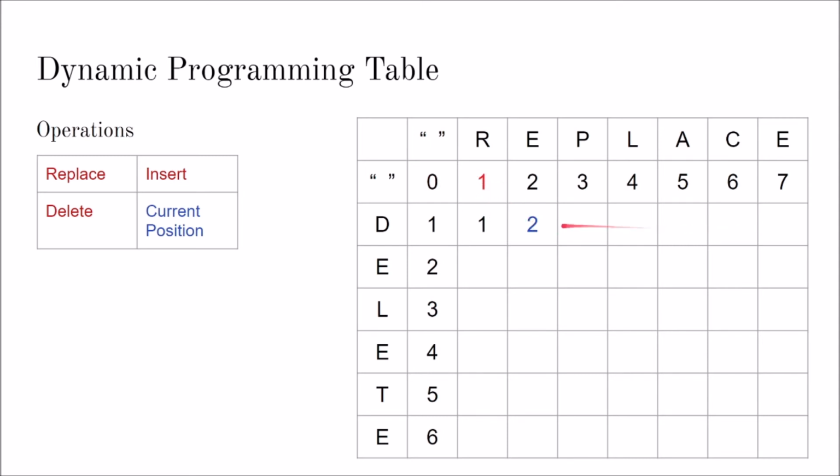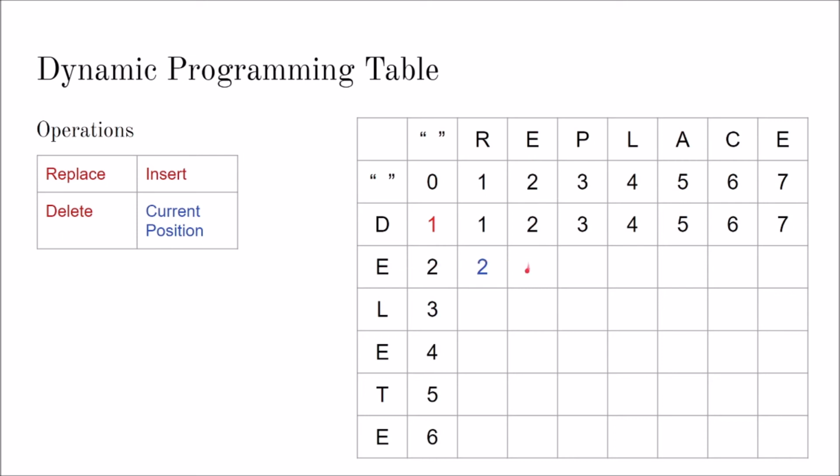Similarly, we can fill out the rest of the cells, because we can see there are no characters that match with D. So we pick the minimum value and then we add 1 to it. Now on the next row we can see there is a mismatch between R and E. So we need to again take the minimum value and add 1 to it, so we have 2. But in this cell we can see that there is a match.